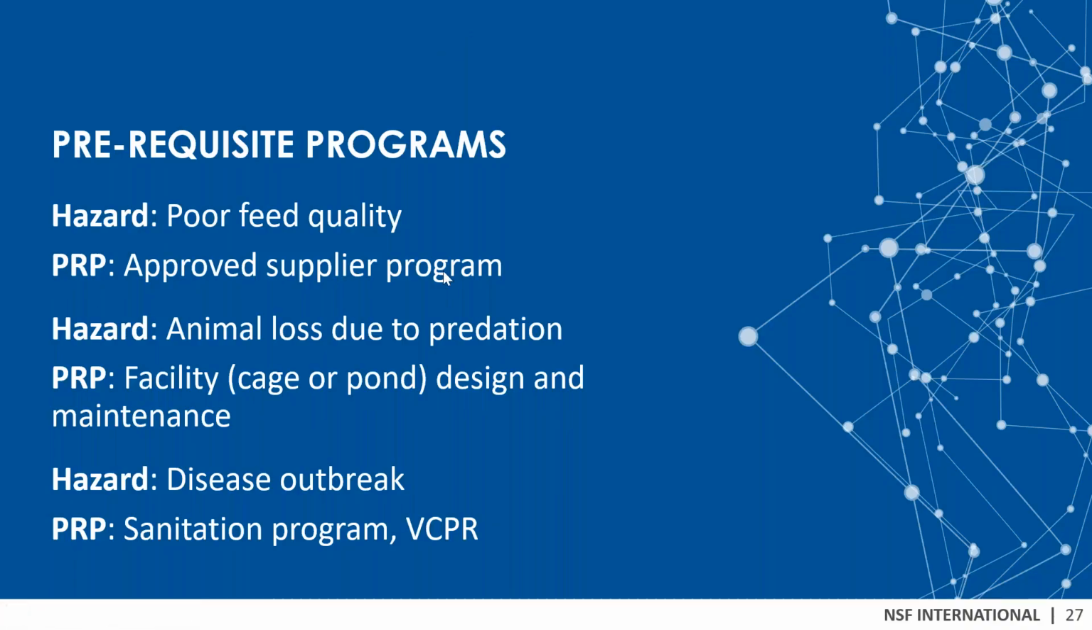Okay, so taking a look at some examples of good prerequisite programs that are going to be able to handle a lot of the identified hazards. So, for example, the hazard identified is poor feed quality. The prerequisite program could be an approved supplier program for your feeds. Another hazard is animal loss due to predation. Your prerequisite program could be your facility design and maintenance. And then last example is disease outbreak is your hazard, and your sanitation program or your veterinary relationship can be another mechanism to have in place as a prerequisite program.